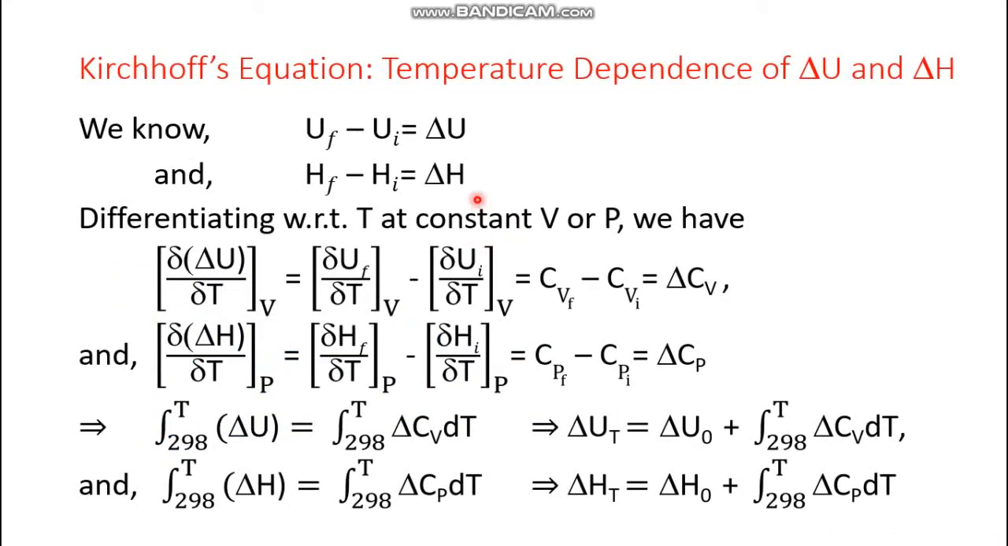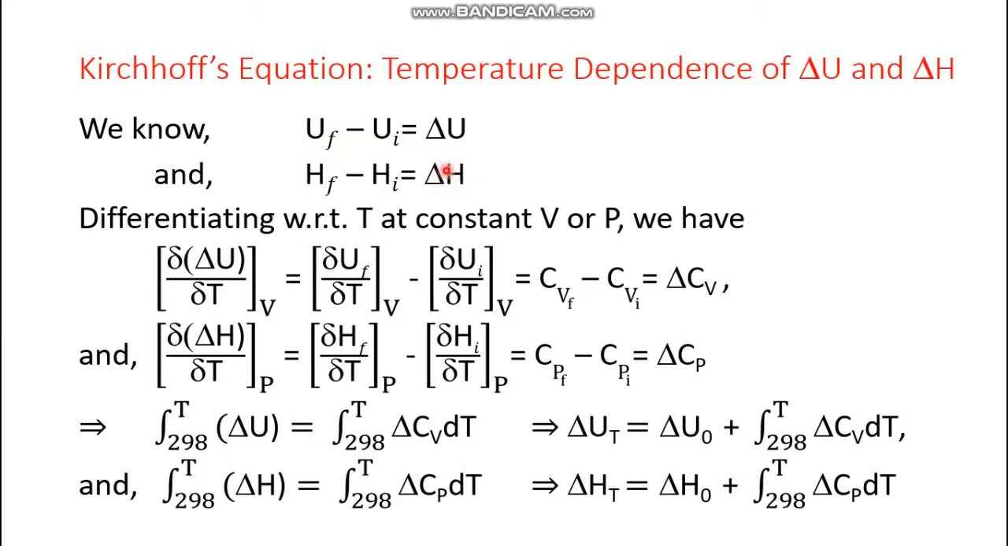Now the Kirchhoff's equation. This equation describes the temperature dependence of delta U and delta H. Suppose a system undergoes a change from a given state to another given state, then both internal energy and heat content would alter. If F and I denote final and initial states of the system, then UF minus UI is delta U and HF minus HI equals delta H.